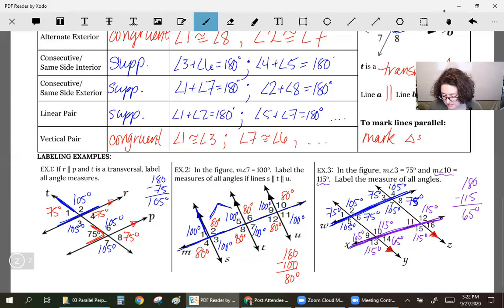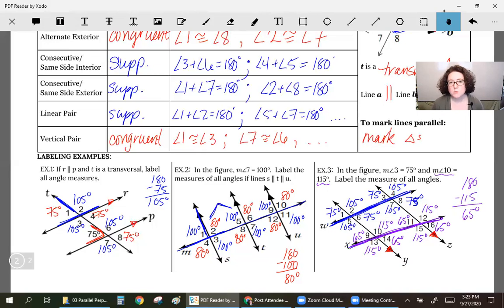So whenever you're labeling these problems, again, take your time, make sure you know which transversal you're using. If you need to, cover up a diagram either with your hand or draw them out on a separate piece of paper and then cover it up that way. But take your time. Do not automatically assume that just because something looks the same, that it has to be congruent. Make sure you can match it up with one of your pairs.